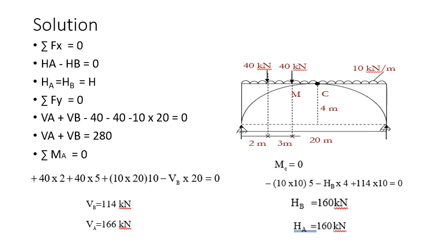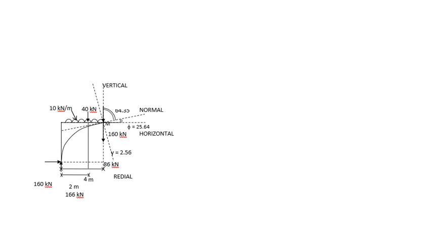If it is asked to find the total reaction, we have to use the formula: under the root of VA square plus HA square at A, at B, under the root of VB square plus H square, you get the total reaction RA and RB. Okay. Next is to find the internal forces. To find the internal forces, we have to find the height at the given section, that is Y.